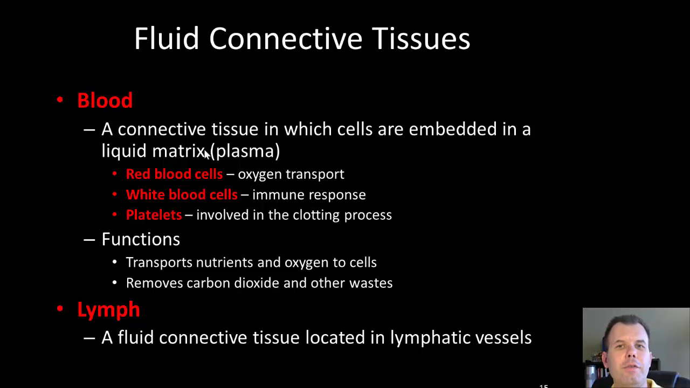The last type of connective tissue is the fluid connective tissue, and basically that is the liquid matrix or the plasma. Our blood cells float in that liquid plasma, and that includes the red blood cells, which transport oxygen, the white blood cells, which are used for the immune system, and then the platelets, which help clot our blood. It's not just a liquid portion, but we have cells in there as well, the red, the white, and the platelets, okay, and they all have a specific function. Their functions are to transport nutrients and oxygen to the cells and then remove the carbon dioxide and other waste from the cells as well.